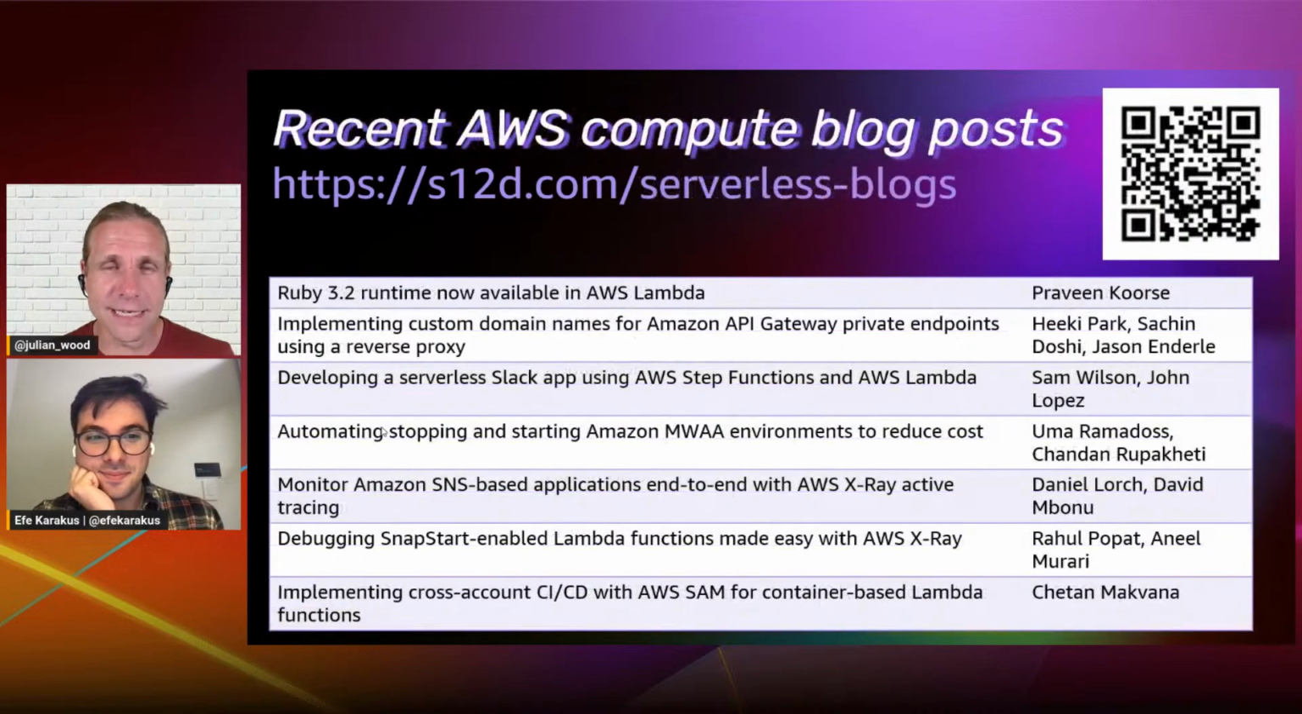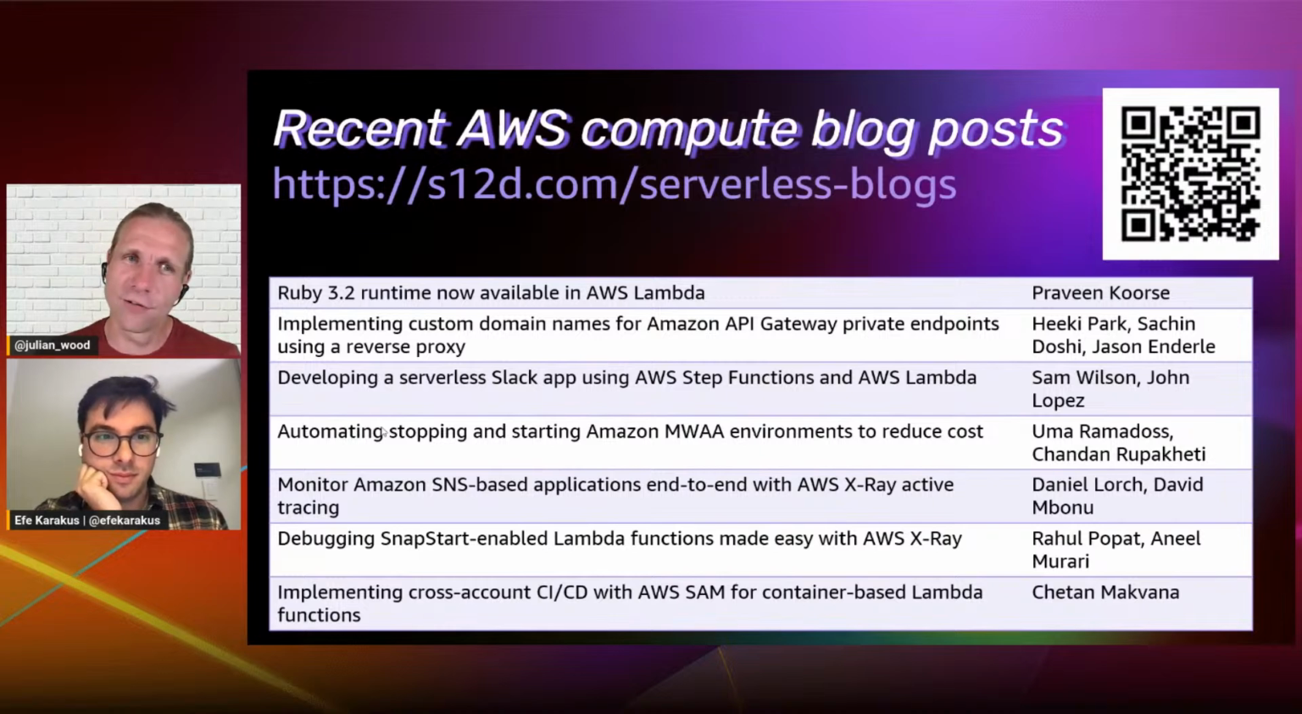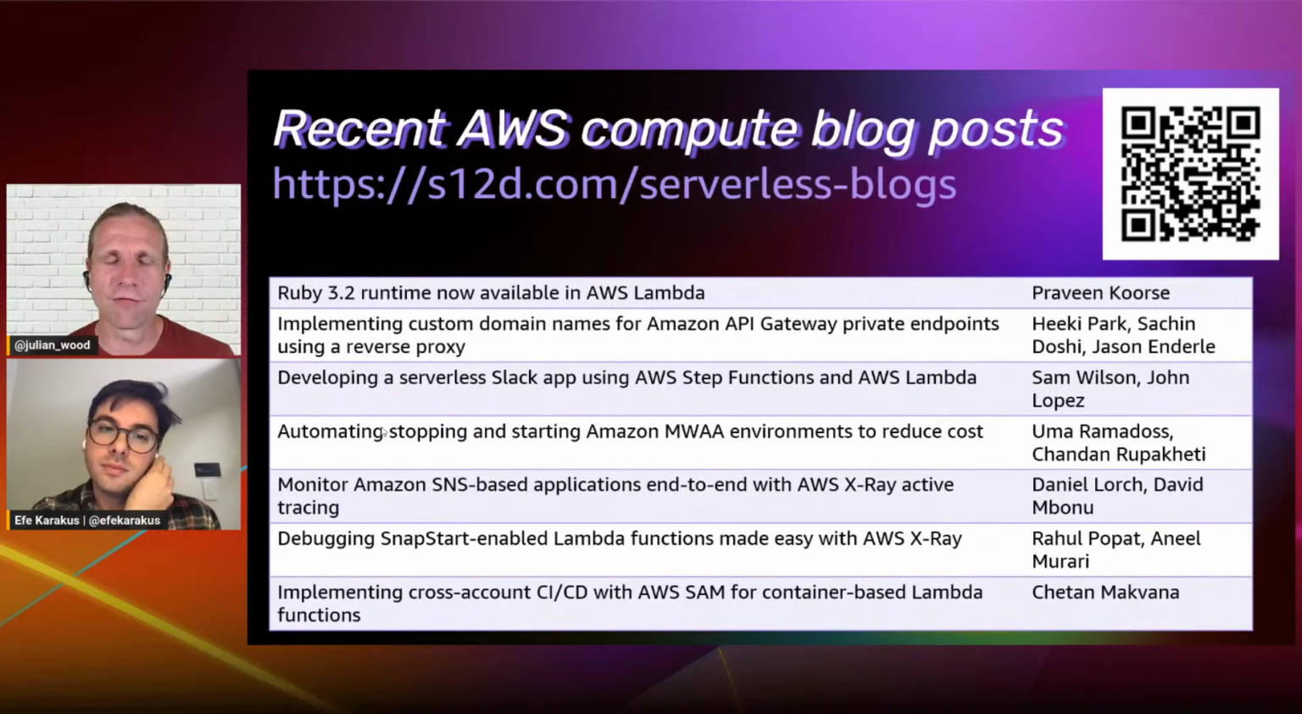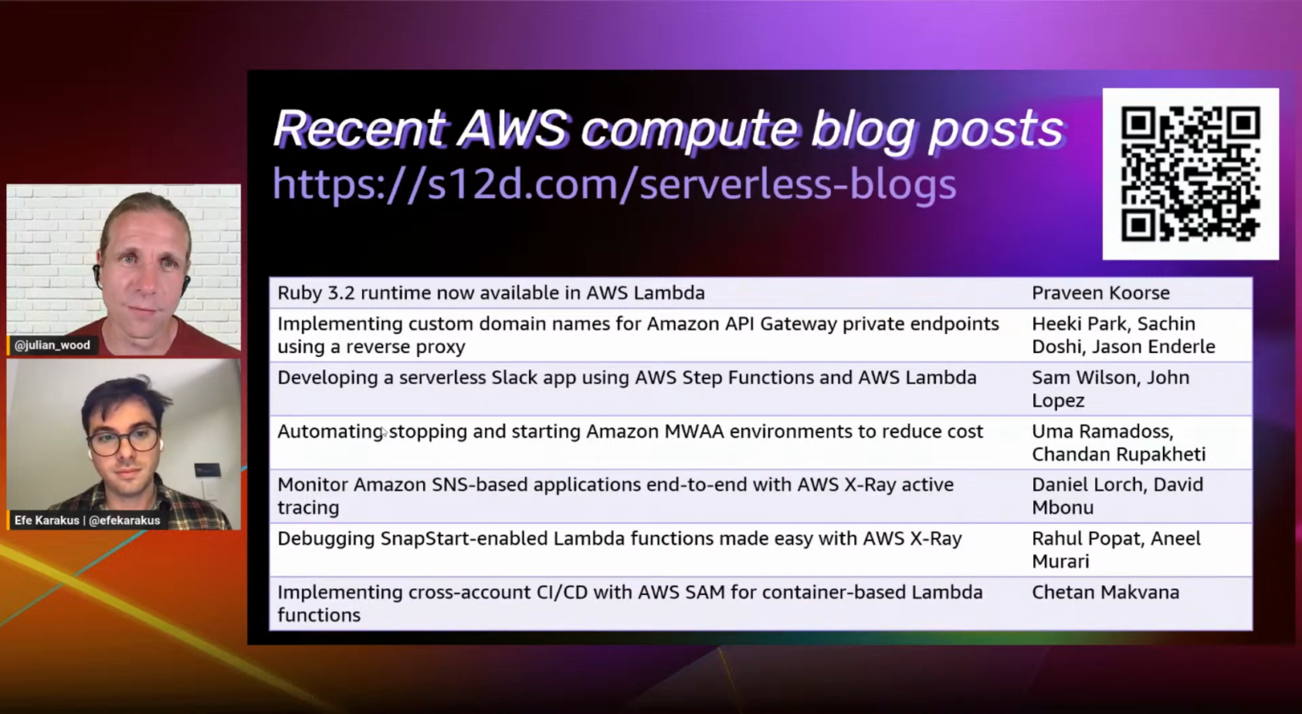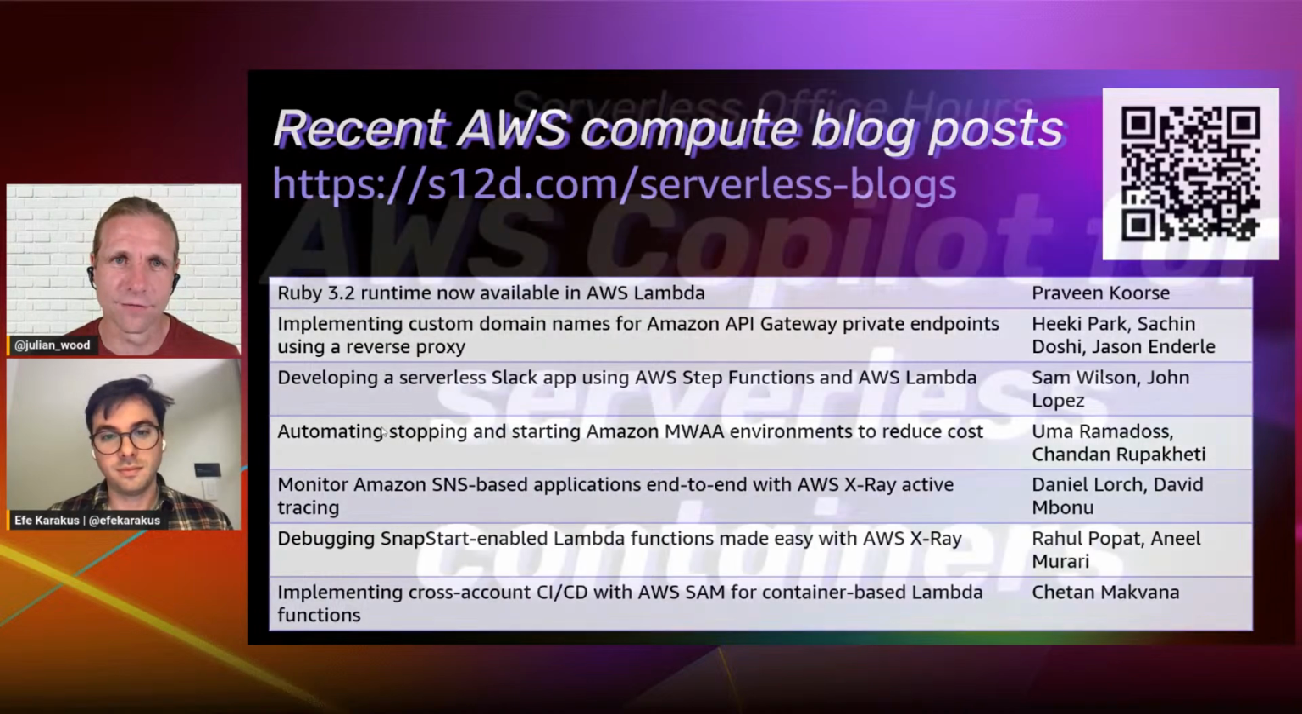And then just some recent AWS Compute blog posts. If you're a Ruby developer, Ruby 3.2 is out and ready for use for Lambda. So if you use that, the blog posts are all about API Gateway and custom domains using a reverse proxy, more Step Functions things. Have a look at the URL or via the QR code. Lots of information all about what's happening in the world of AWS serverless.